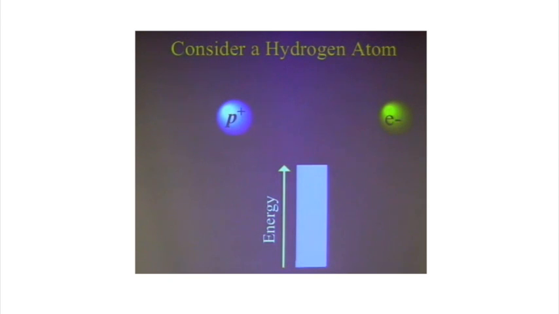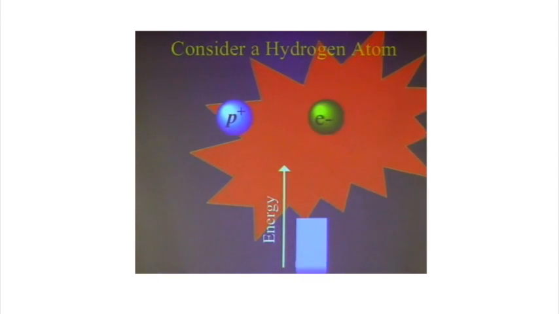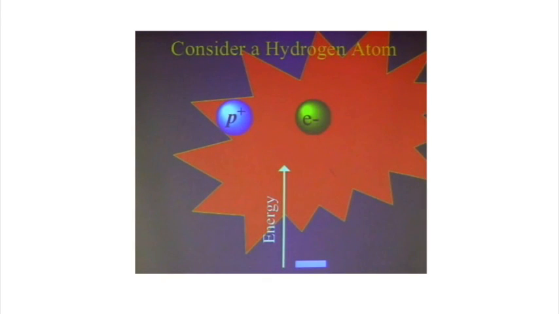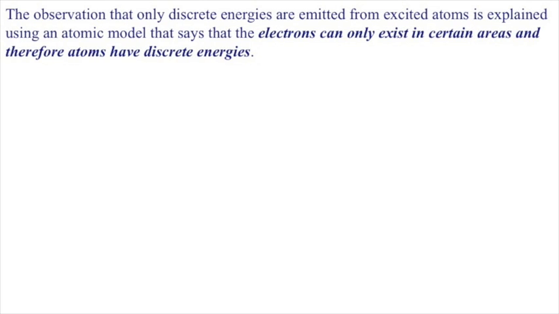Recall that the light emitted from excited atoms is generated by electrons losing energy as they move from areas further from the nucleus, high energy areas, to areas nearer the nucleus, low energy areas, as shown in this video for a hydrogen atom. The observation that only discrete energies are emitted from excited atoms is explained using an atomic model that says that the electrons can only exist in certain areas, and therefore atoms have discrete energies. We say that the energy of atoms is quantized.